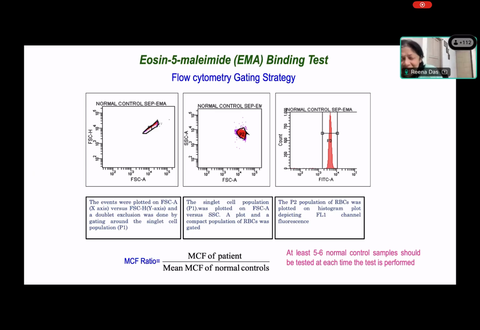So it is an extremely sensitive test. And in our experience, we have found that even patients who have had a splenectomy, so their hemoglobin has normalized, still, if you do this test, you will find that the EMA binding will always be reduced. So it is a very sensitive test rather. Specific, not so much, because CDA type 2 can also show you a reduced level.